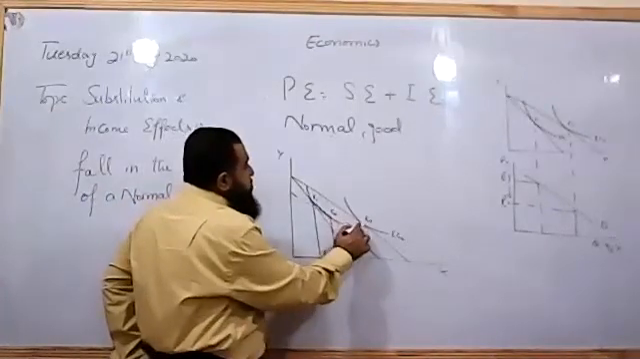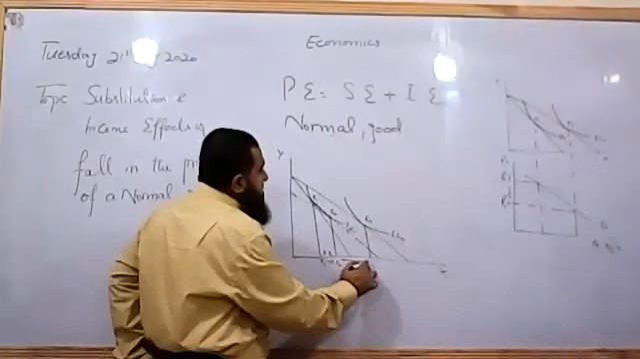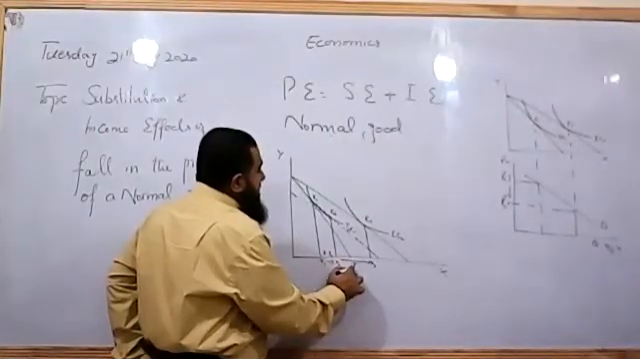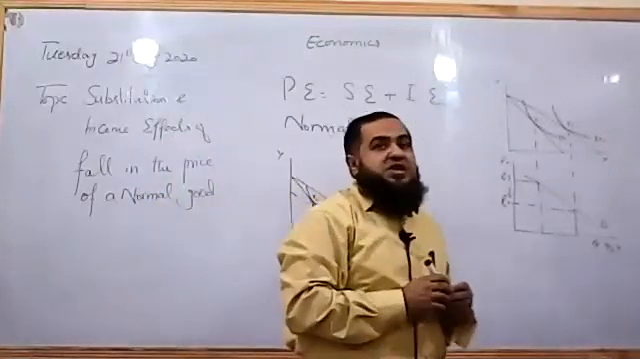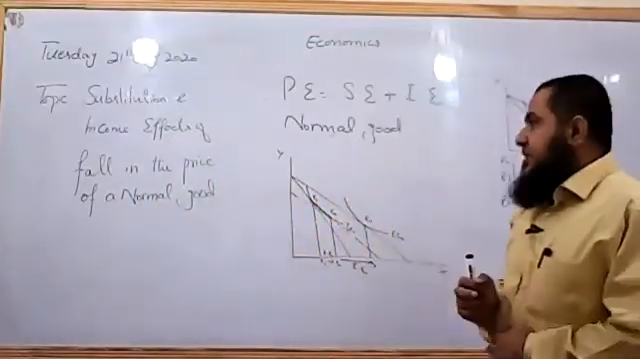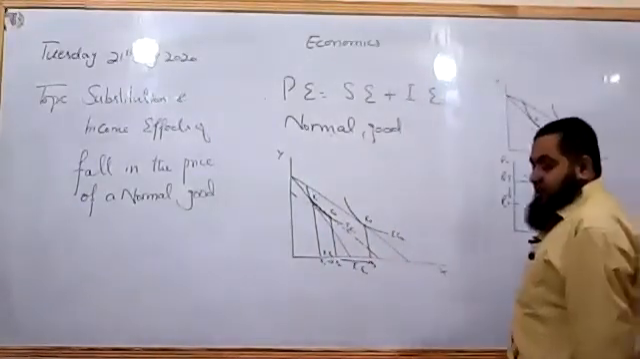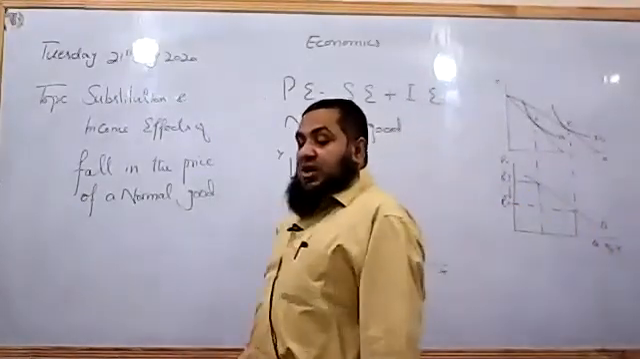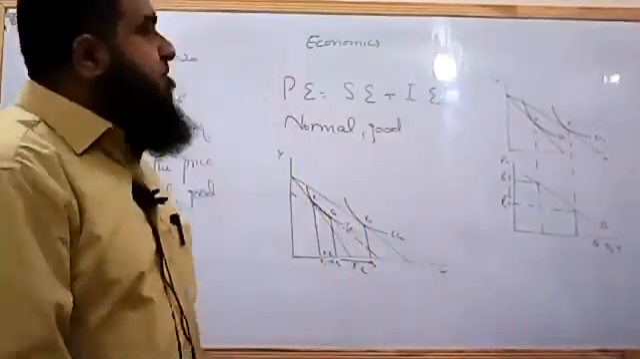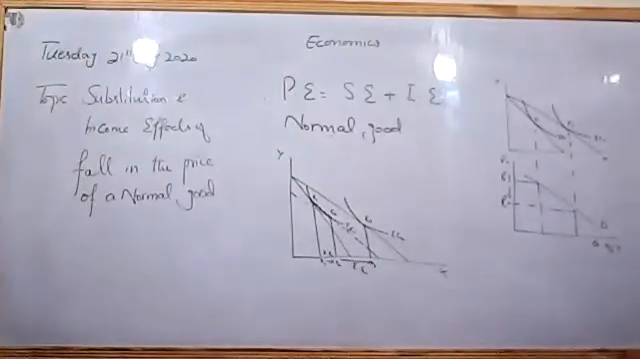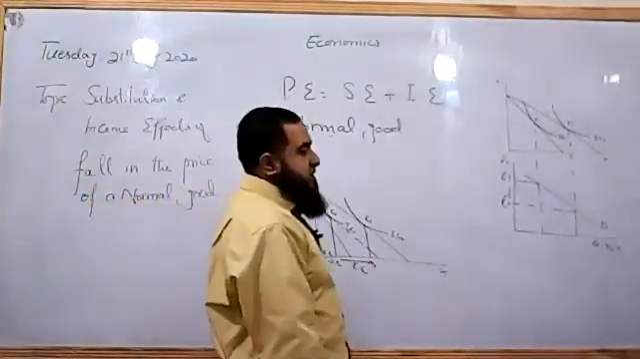And from E2 to E3, this effect is called the income effect. So both effects are reinforcing the consumer to increase the consumption of the commodity X because its price has gone down. So when both are reinforcing the consumer to increase the consumption due to a fall in price, we say this is a normal good, and both the substitution and income effect of a normal good are positive.